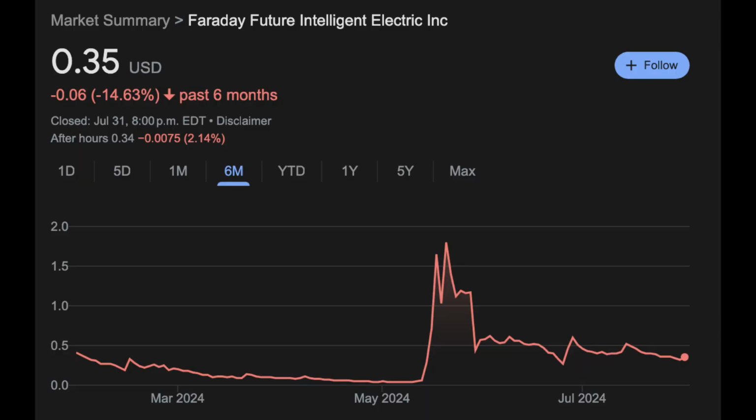Okay, so if you don't know what FFIE is, it's pretty much this EV company that was heavily shorted, and there was a massive short squeeze in May. The company went from like 2 cents a share all the way up to $3, which is just an absolutely outstanding, massive return, just an absolute massive pump. Now, a lot of people bought it when it was $1, $2, $3, trying to catch the rise and make a lot of money.